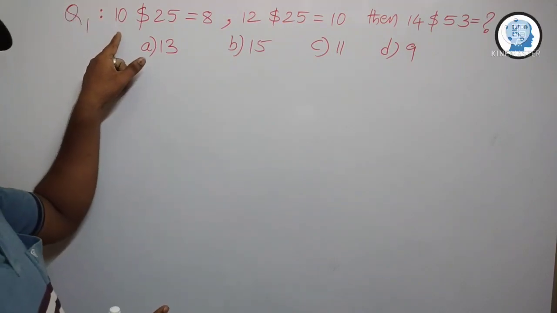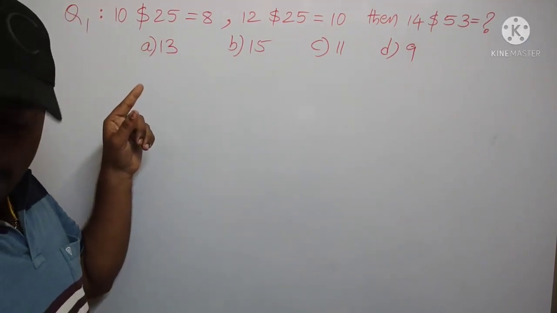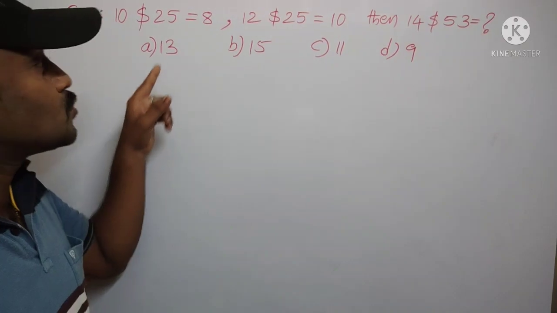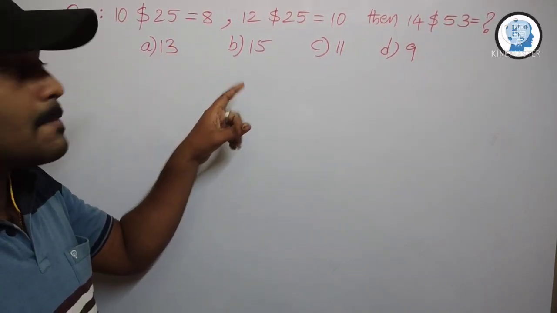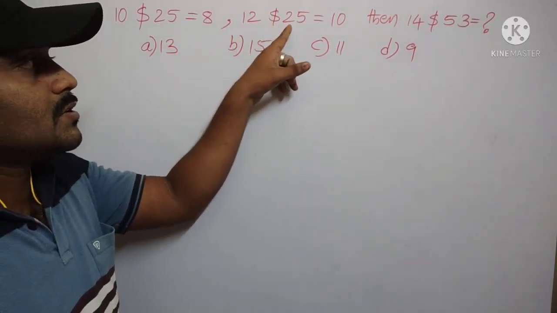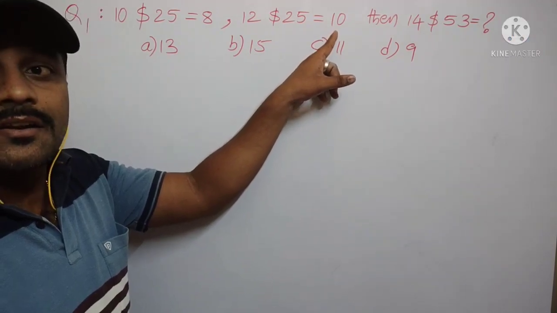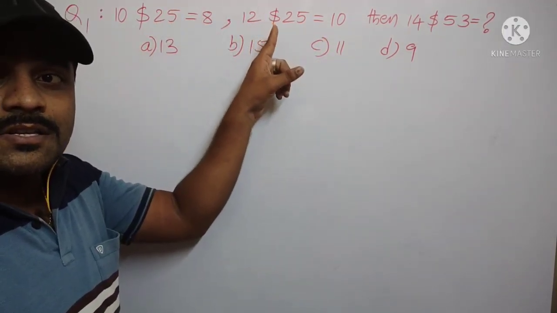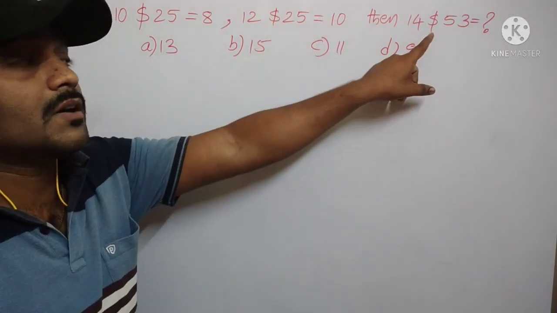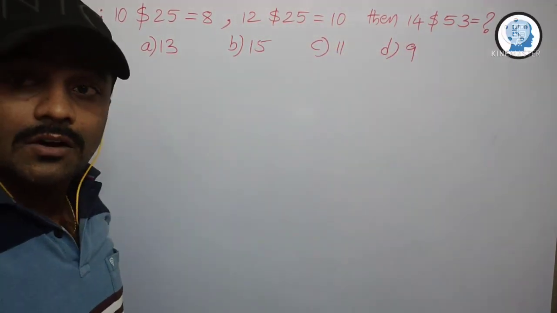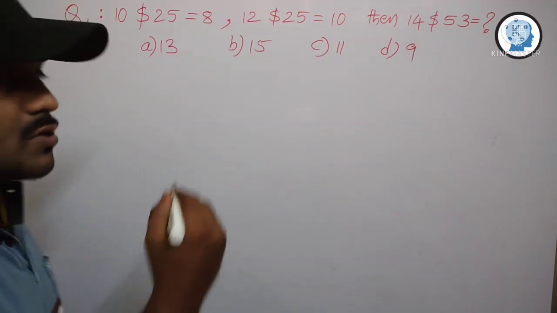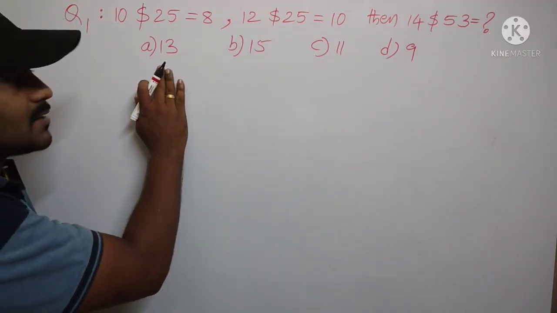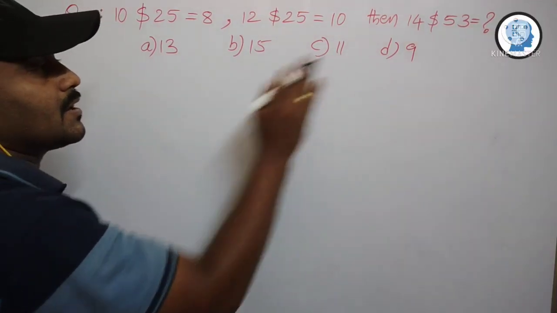Look at the numbers 10 and 25. By using 10 and 25, you should get 8. What is the logic? In the same way, use 12 and 25 and get 10. So what logic is holding for these two expressions? You have to apply the same for 14 and 53 also. So let's see the solution. Options are also given: 13, 15, 11, 9.